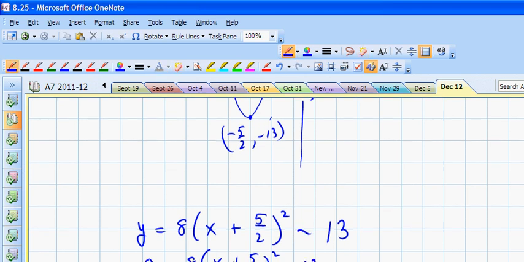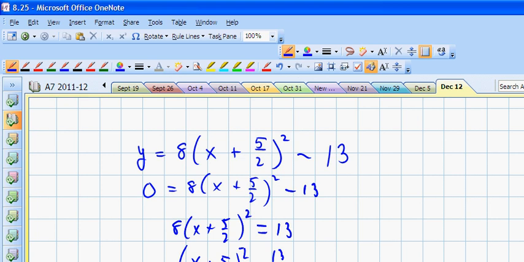So we just solved this. So that means that 8 times (x plus 5 halves) squared equals 13. So x plus 5 halves squared equals 13 eighths. And we're getting to a tricky part here.